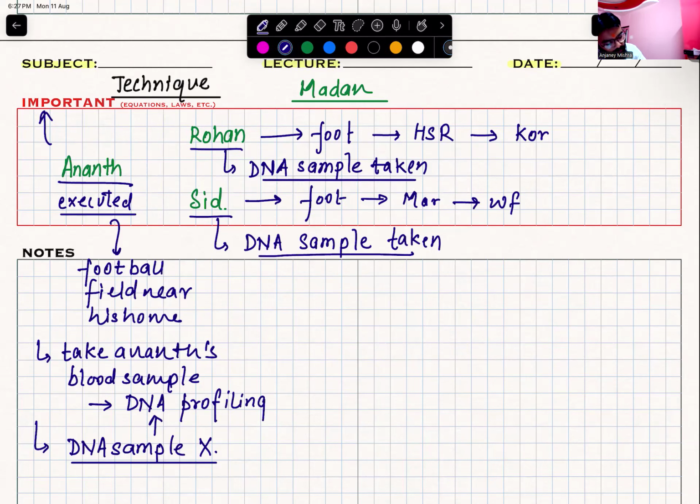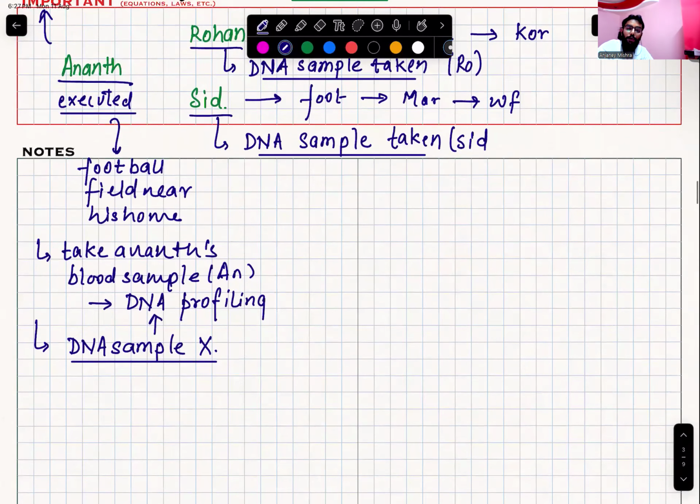So DNA sample was taken. Let's label this as Rohan and this as Sid and this one as Anand. Now, how do you profile the DNA? What are the steps for profiling the DNA? Let's look at that. First thing that you do is you isolate the DNA.